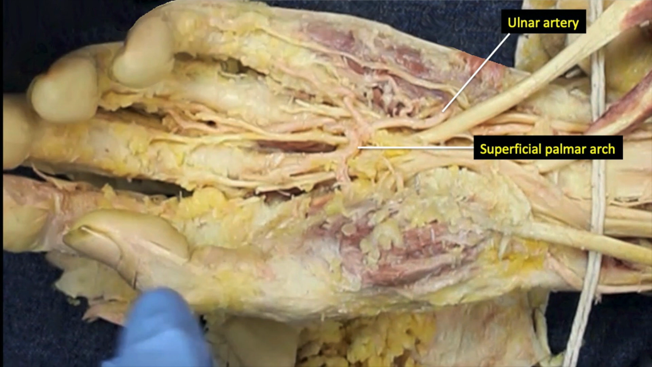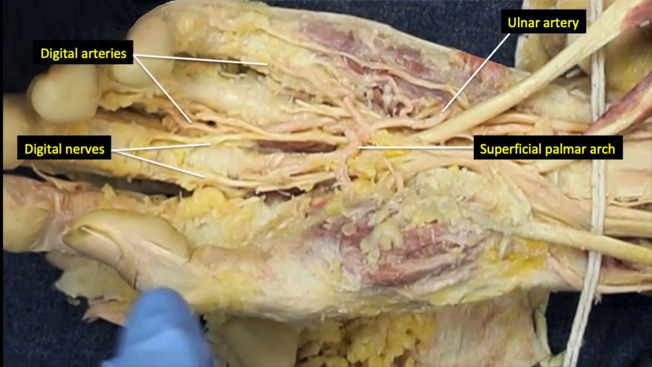The arch represents the continuation of the ulnar artery that did not pass through the carpal tunnel and joins a branch from the radial artery. In this specimen, the contribution from the radial artery is particularly robust. Metacarpal and digital arteries arise from this arch.